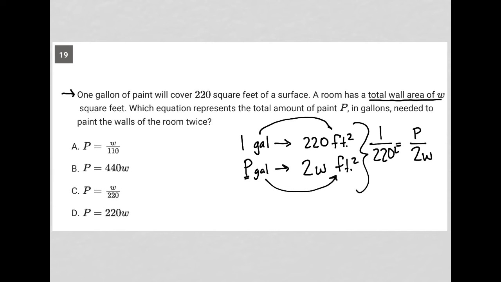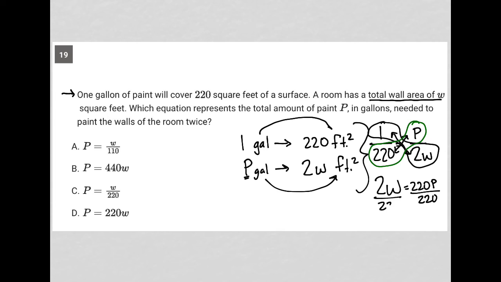So to simplify this, I can cross multiply. That's how you solve proportion questions. So W times 2W, well, that's 2W. P times 220, well, that's 220P. I'm solving for P, so that means I divide both sides by 220. 2 divided by 220 is 1 over 110. So what I'm left with here is W over 110 is equal to P, and therefore choice A is the correct answer.